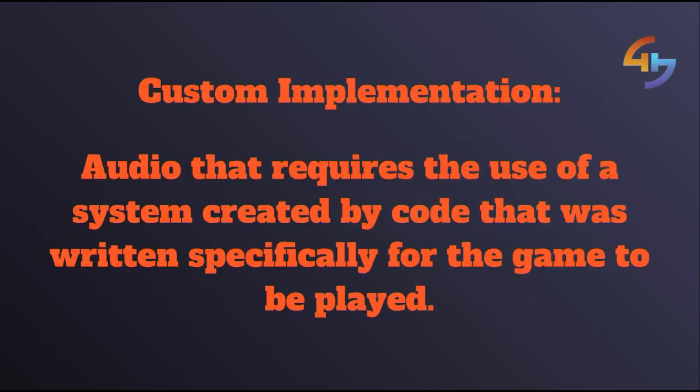Custom implementation, on the other hand, refers to audio that requires the use of a system created by code that was written specifically for the game we're building in order to be played as intended. Now this is often needed for audio that is to be changed in some way, such as with automation in real time, to sonically communicate a game-specific mechanic to the player via the audio. An example of this would be the sound of a car engine rising in pitch in a racing game as it picks up speed, telling the player that they are increasing the engine's RPM, something that the developers had to create code for and design themselves.